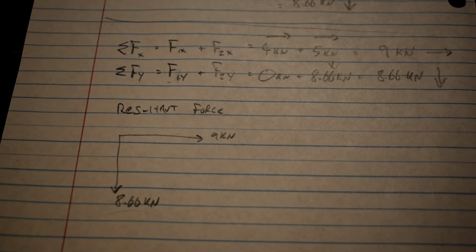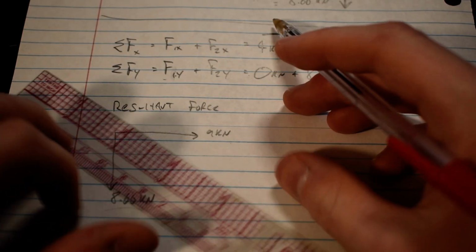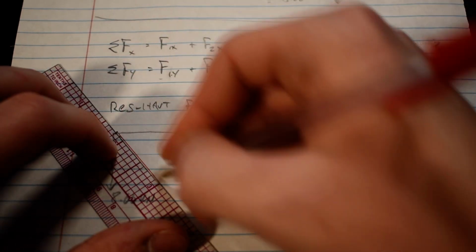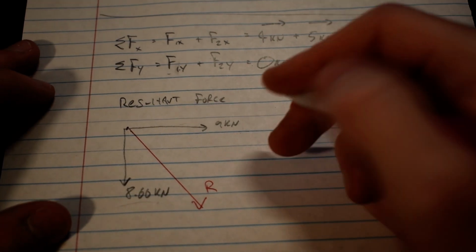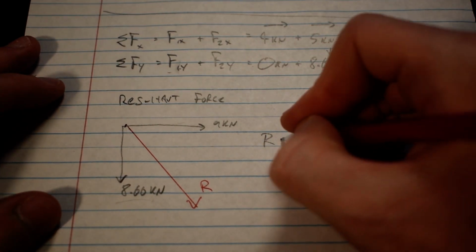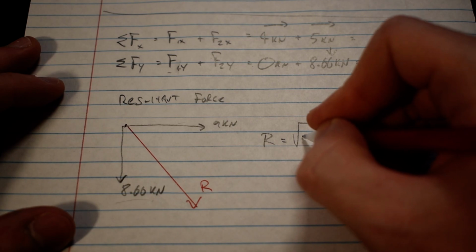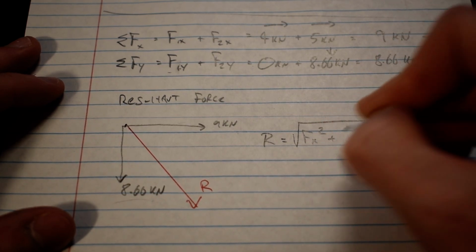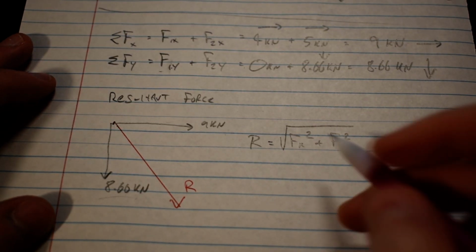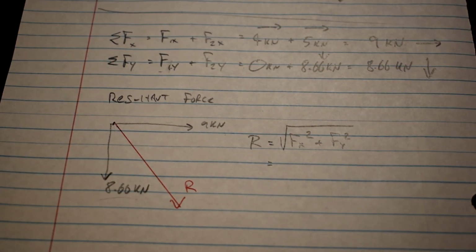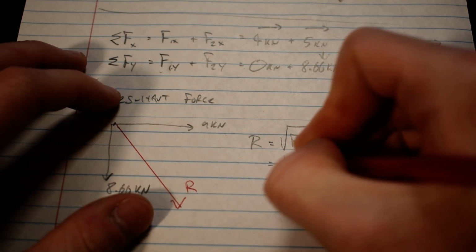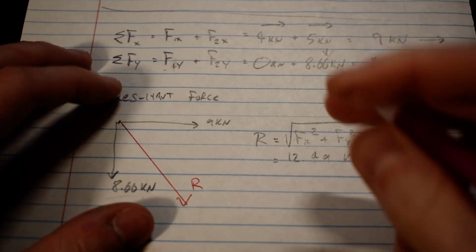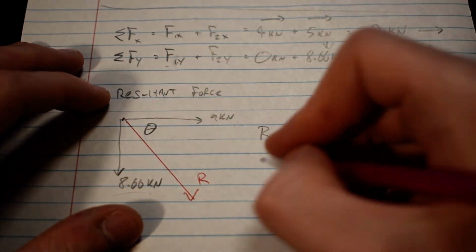So to find the resultant of these two forces, our resultant will look something like this. And our resultant is just a matter of the Pythagorean theorem. So the resultant is equal to the x component squared plus the y component squared, all square rooted, which is the square root of 9 squared plus 8.66 squared, which is equal to 12.49 kilonewtons. And we want to find this angle.